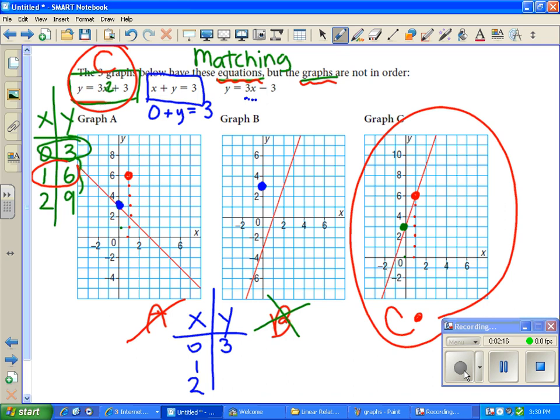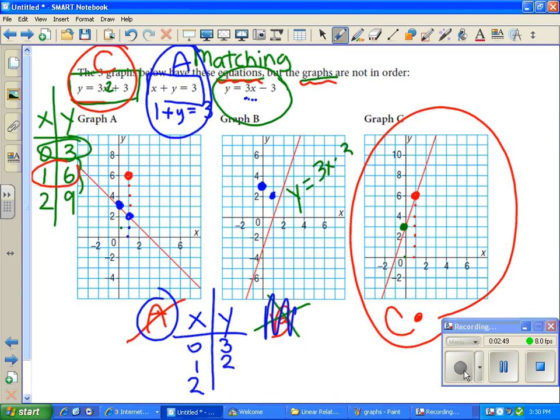Next, let's do x equals 1. 1 plus y equals 3. Y must be 2. Let's find that point here. X equals 1, y is 2. Doesn't appear to be on the line. X equals 1, y equals 2. It is on the line. That means that this one doesn't work, but graph A is going to match with this equation, leaving us with the lonely equation, y equals 3x minus 3, to match with graph B. You can check the points out on your own.